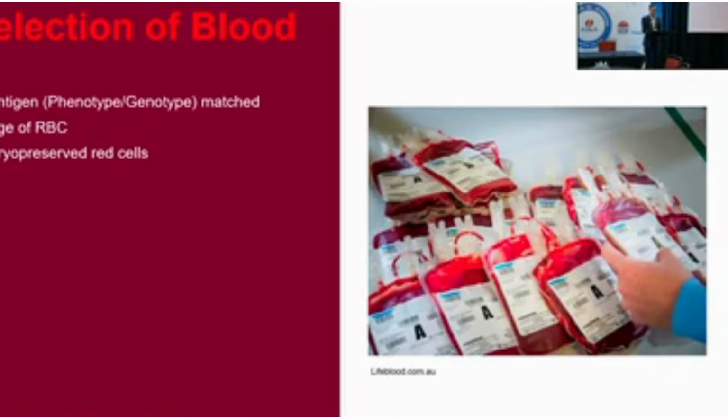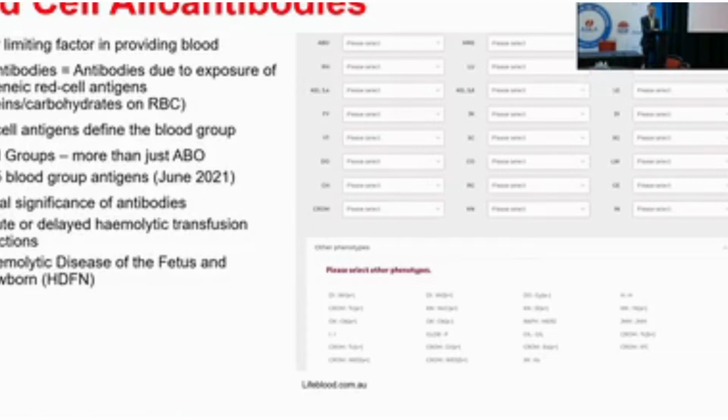But what I will spend some time on is basically the selection of blood products. And I think there are three important factors to think about, which are antigen matching the red cells, followed by the age of the red cells, and lastly the conservation of cryopreserved or frozen red cells. And I'll touch on the first two, and Kobie will speak on the last one.